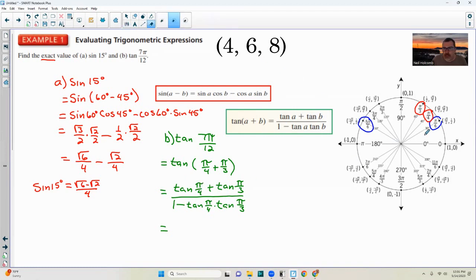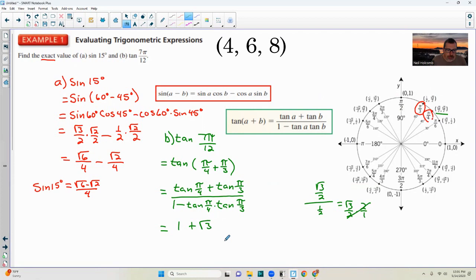Okay, so now let me erase this blue. So we're looking at pi over 4, which is right here. Tangent is y over x, which is root 2 over 2 divided by root 2 over 2. Anything divided by itself is 1. So the tangent of pi over 4 is 1, plus the tangent of pi over 3 is y over x. Well, that would be root 3 over 2 all over 1 over 2, which is root 3 over 2 times the reciprocal, and we get the square root of 3.